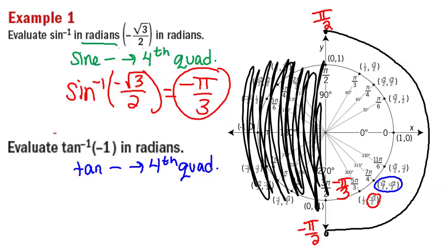And just like the last one, we're not going to write our answer as 7 pi over 4. We're going to have to write it as negative pi over 4 to stay inside that range of the inverse tangent function. So we're going to write tan inverse of negative 1 equals negative pi over 4.